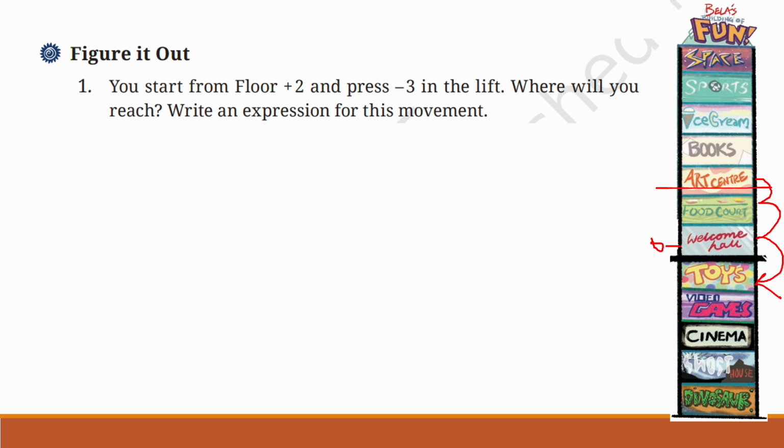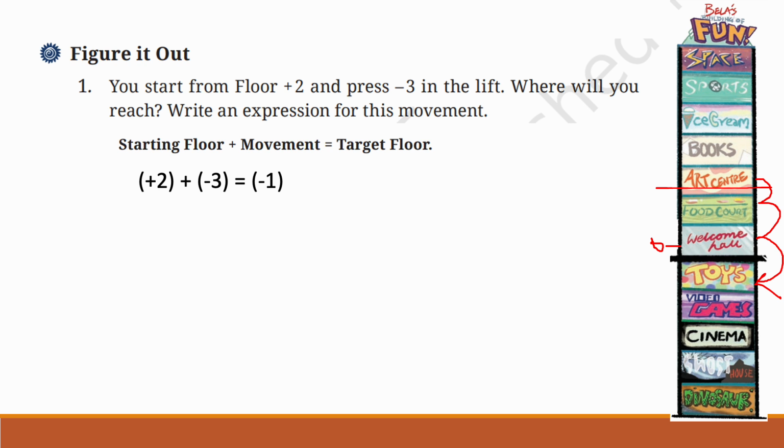Where will you reach? We will reach the toy store. Write an expression for this movement. See, starting floor plus movement is equal to target floor. The starting floor is +2. Then the movement is -3. Where will you reach? +2 plus -3, that is -1. -1 floor, that is the toy store.